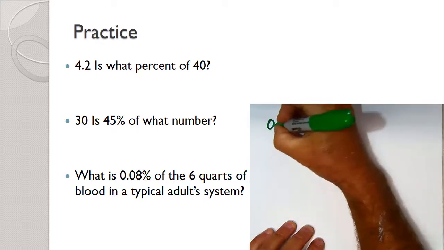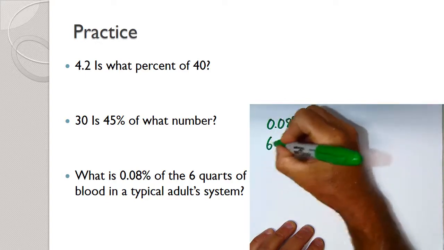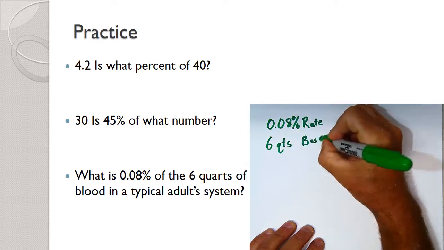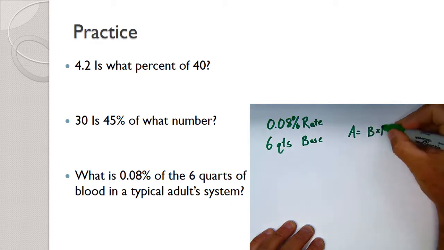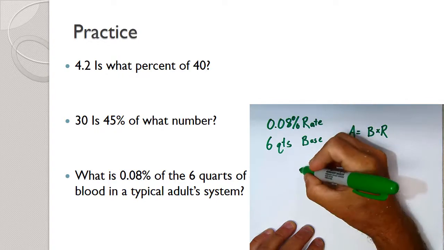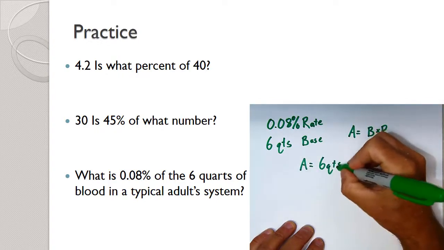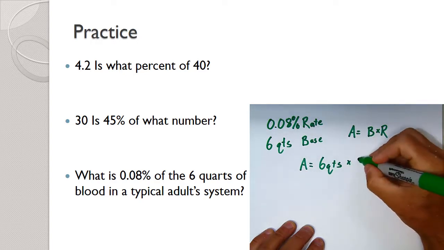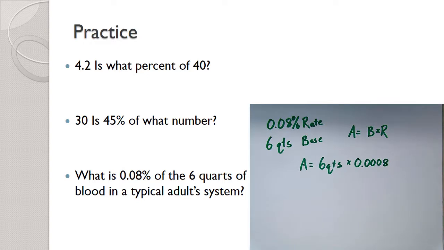Well, we know that 0.08% is our rate. And the whole blood system for a human is 6 quarts. That must be our base since it's the whole thing. And to find the amount, we want to take the base times the rate in decimal form. So in our case, that's going to be a base of 6 quarts times the rate, which is 0.08%, but we need to put that in decimal form. So to convert it to a decimal, we're going to go 2 places to the left, and we get 0.0008.